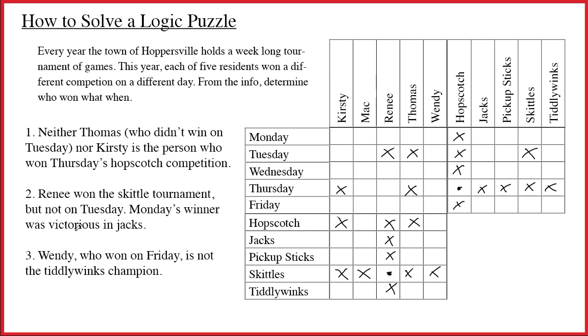And then Monday's winner was Victorious and Jax. So that means Monday and Jax gets a dot right there, plus all the X's. Dots are good. Okay, third sentence. Wendy, who won on Friday, is not the Tiddlywinks champion. All right, Wendy won on Friday.